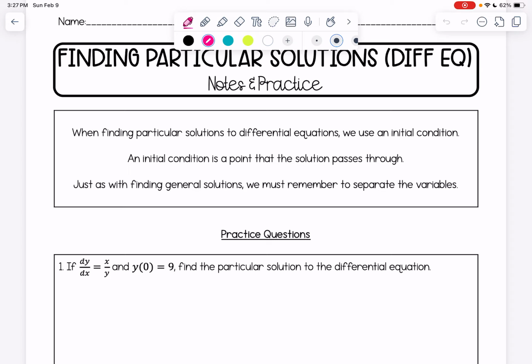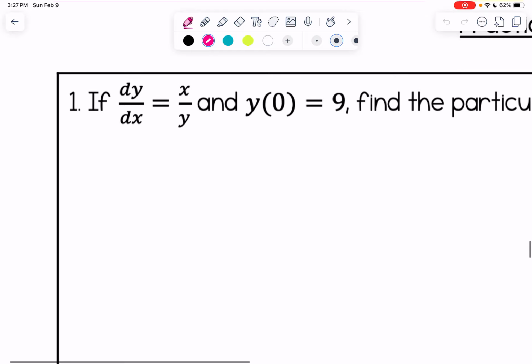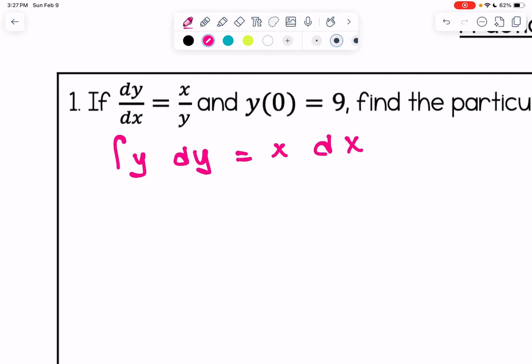All right, so let's start off with a question that's relatively simple in terms of finding the general solution, and then we'll talk about how we find the particular solution. So to recap, when we find a general solution, we have to separate the variables. By cross multiplying with this question, I have the x's on one side and the y's on the other. Then we integrate both sides. This is going to give me y squared over 2 equals x squared over 2 plus c. And then we try and get y by itself. That will give us the general solution.